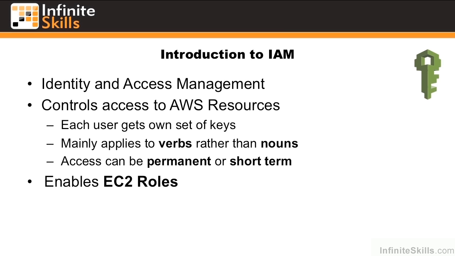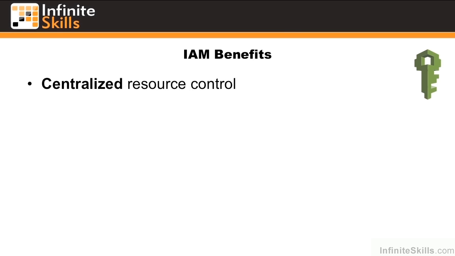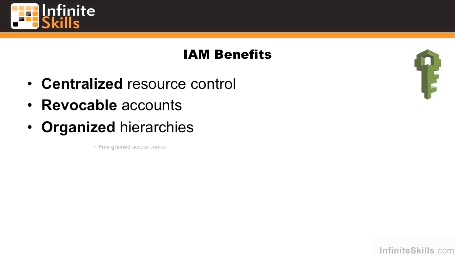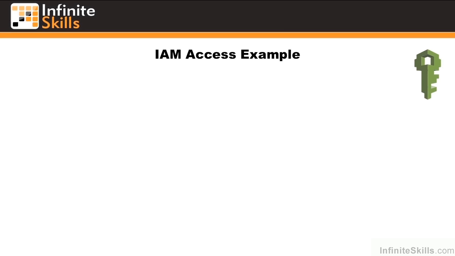IAM also enables EC2 roles, allowing individual EC2 instances to assume roles that we've set up ahead of time. It is a recent addition to AWS, and some services such as S3 have legacy access control as well. IAM allows for centralized resource control, revocable accounts, organized into hierarchies, with fine-grained access control. It's secure by default, meaning nobody gets access to anything unless you explicitly allow it.